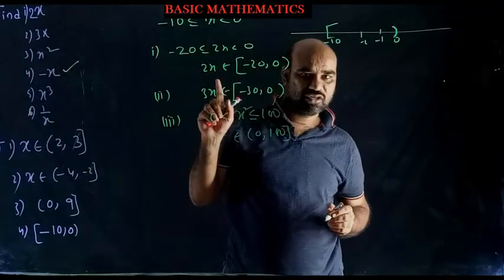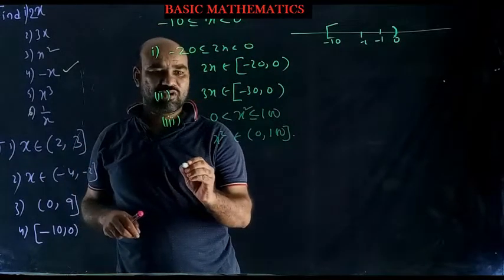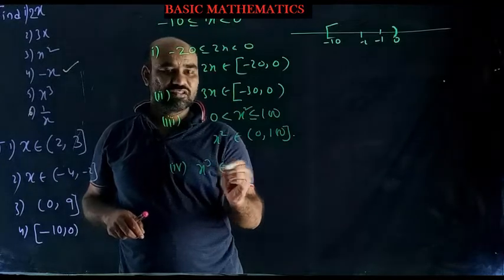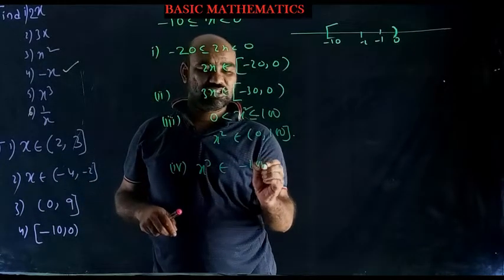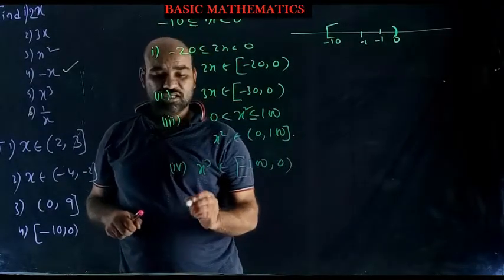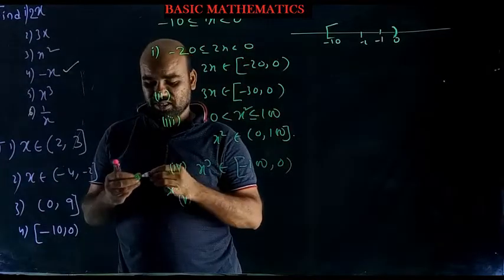I think, okay. Next one is cubing. That is not a big problem. Cubing, directly I can write minus 1000 to 0 open. Yeah, another important one is 1 by x.